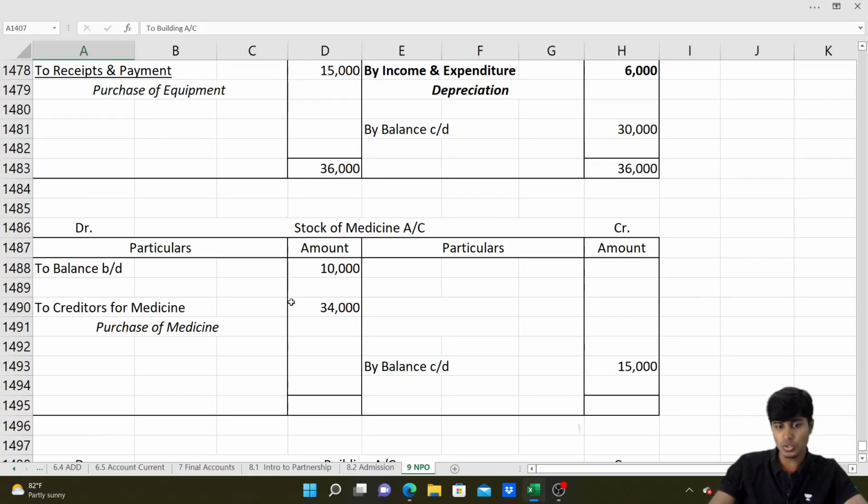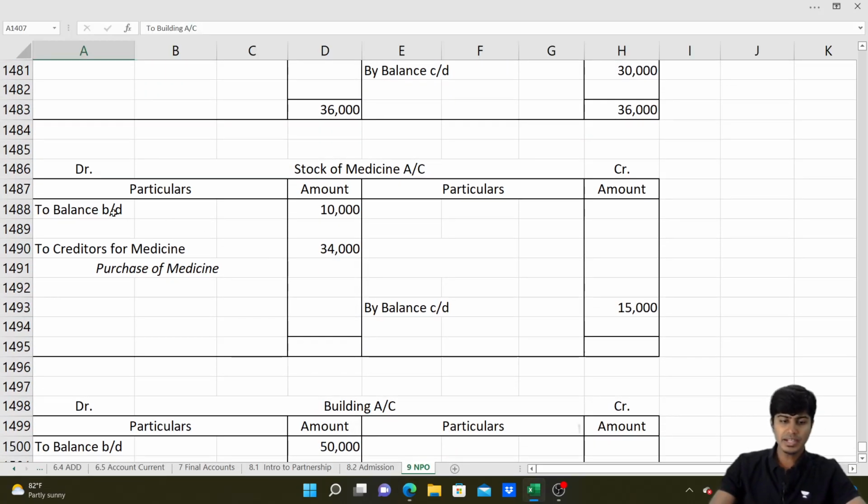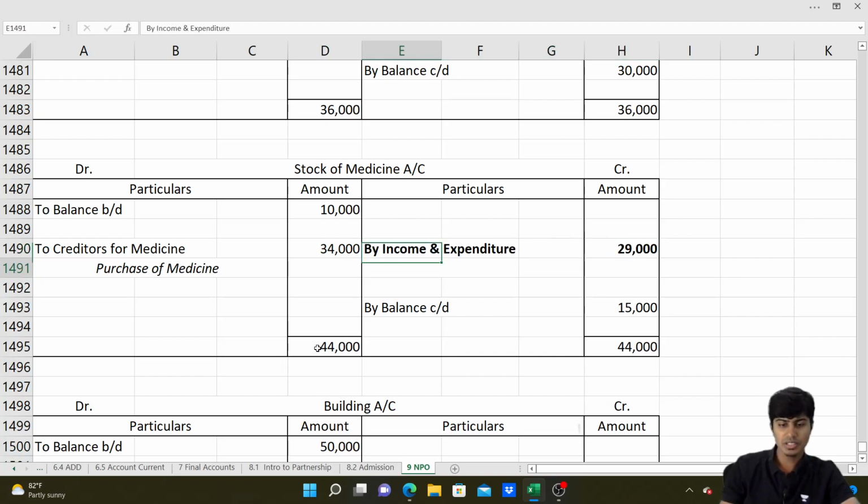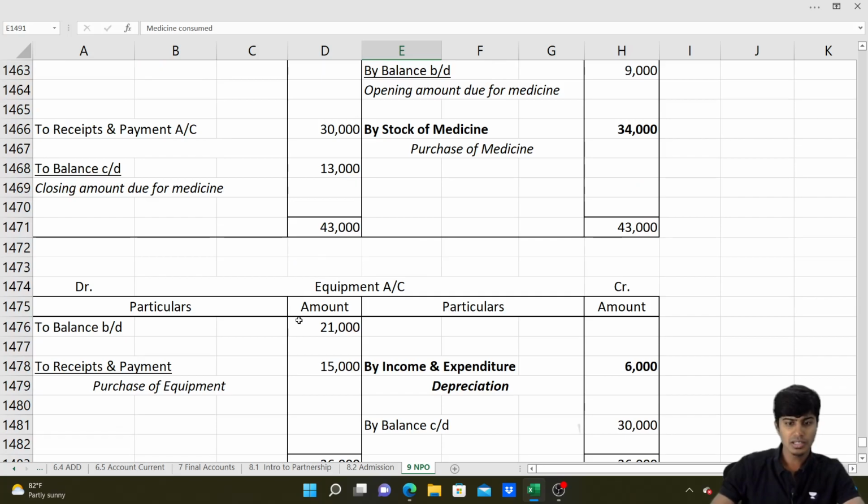What do we have after this? Then we'll close our stock of medicine account. We had 10,000 worth of stock in the beginning. We purchased stock of 34, but right now we have only 15. So the difference of the stock, what we have as 44 minus 15, is the consumption. How much is that? 29,000. So this is income and expenditure, medicine consumed. So in our income and expenditure, I'll write this medicine consumed 29,000 as expense.